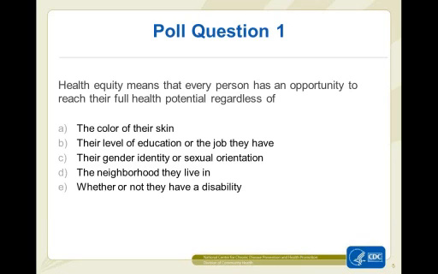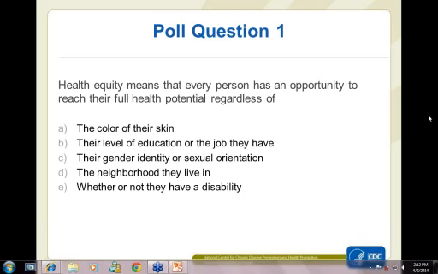All right, at this time we're going to have our first poll question. So I'm going to read the question and then you'll be able to see the poll. Health equity means that every person has an opportunity to reach their full health potential regardless of, and you can select all that apply on this poll.